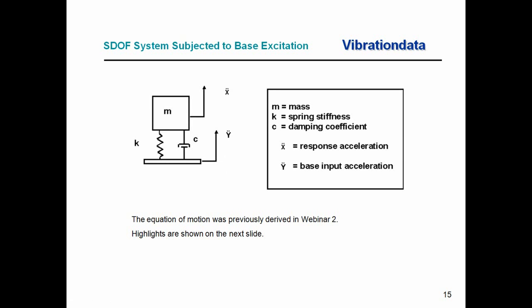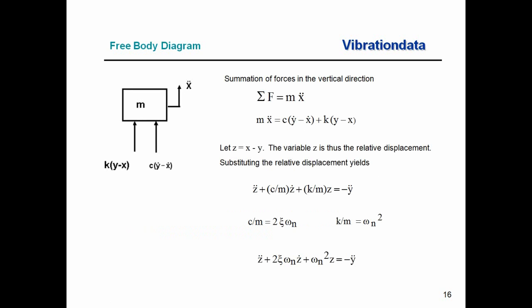But let's go back to just the equation of motion. We need to derive it. I'm not going to go through all the steps because we've covered that previously, but here are some of the highlights. We have our mass here. We have a spring force. We have a damping force acting upon the mass. And we use Newton's laws from our free body diagram to sum the forces.